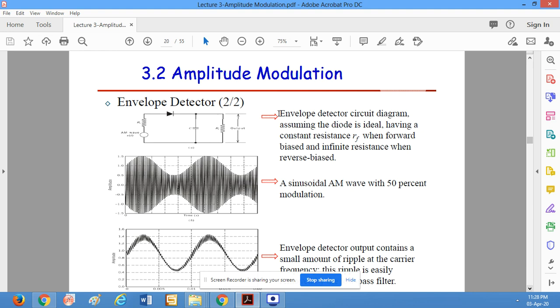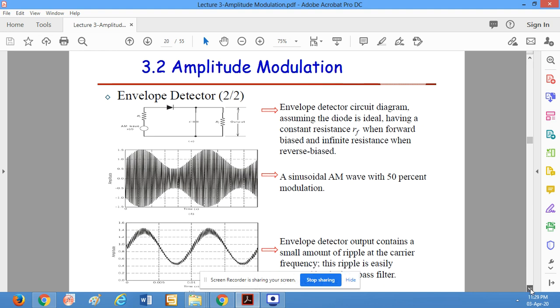So what we have is an envelope detector circuit diagram in which the diode is assumed to be ideal. It has a constant resistance RF when forward biased and infinite resistance when it is reverse biased. The figure over here is a sinusoidal AM wave with 50% modulation. This is how the wave will look.